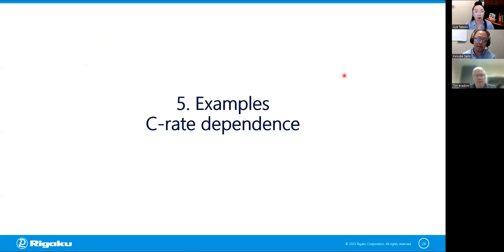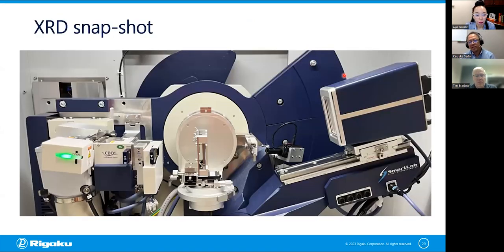So next example here, I'm going to discuss C-rate dependence. For this kind of investigation, you may want to have a very quick XRD solution because, as we have been discussing, 1C takes 1 hour, but 2C takes only 30 minutes, right? 5C only takes 12 minutes. So it's getting faster and faster. If you're working on quick charge battery materials, you may need to speed up the cycle. But if you do so, the XRD measurement has to be fast enough to see the structure changes depending on the charging and discharging cycle.